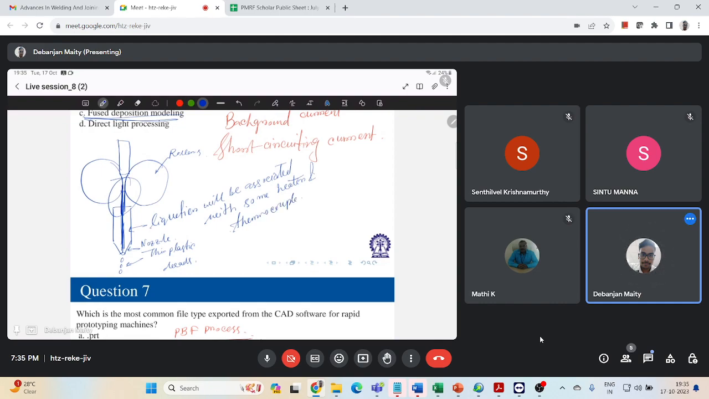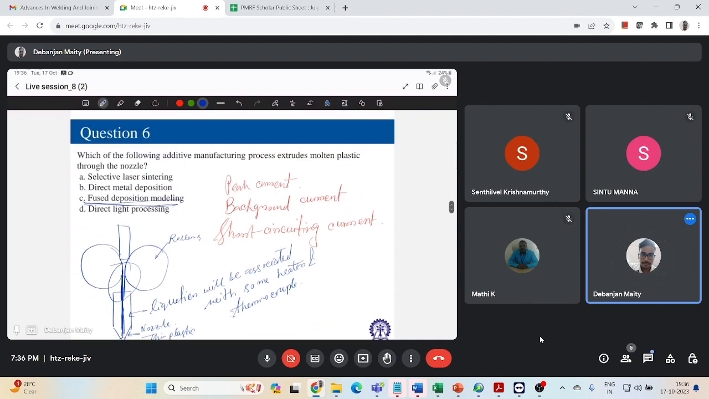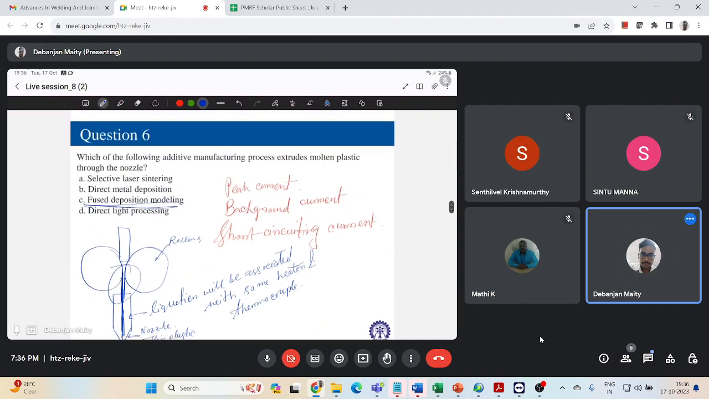So here, fused deposition modeling is the process which extrudes molten plastic through the nozzle.